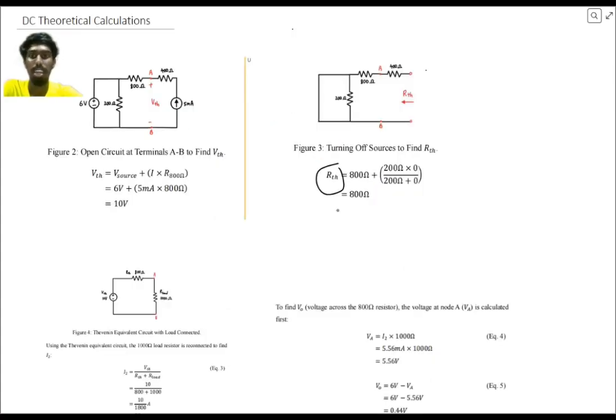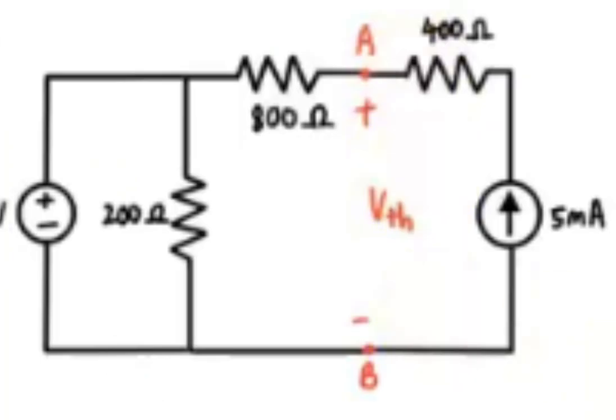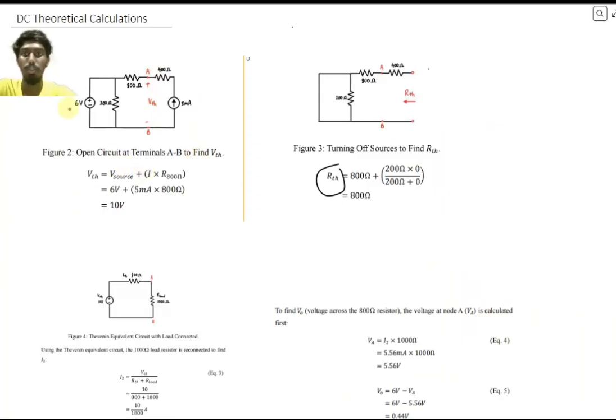Hello, my name is Kavanish. Today I'll be explaining the DC theoretical calculation. In order to find VTH, we have to open circuit terminals A and B. So VTH is equal to the V source of 6 volts plus the voltage of the 800 ohm resistor, and then we get 10 volts. In order to find RTH, we have to turn off the sources. For current sources, we open circuit, and for voltage sources, we short circuit.